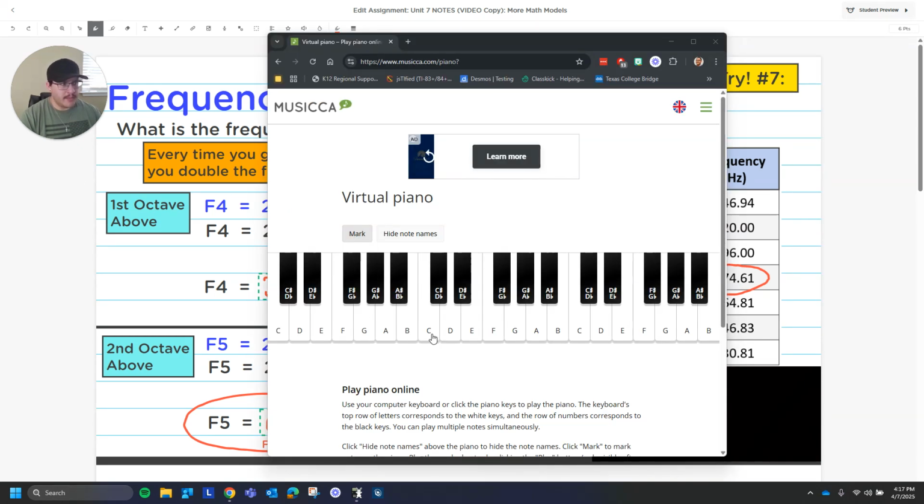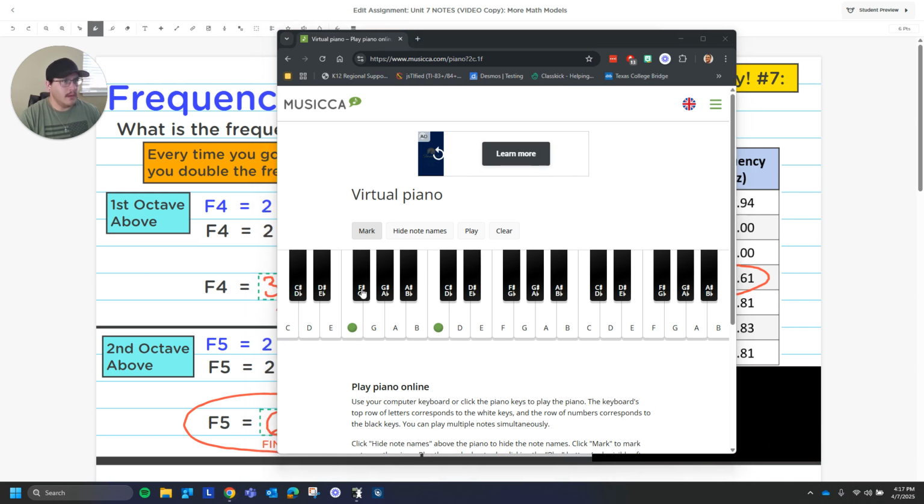Again, I don't have the frequencies on here, but I'm going to show you an example of what a perfect fifth looks like, or at least sounds like. So here's C, and then here is F, which is the frequency below C4. So again, this is a perfect fifth below. F4 would be right here, theoretically, and then F3 is below it.